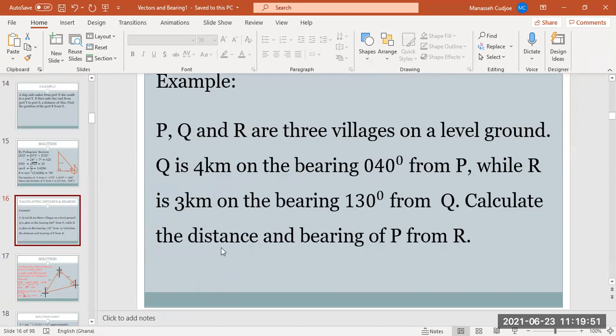All right, calculate the distance and bearing of P from R. So let's go to a diagram from R. That's our reference point, R. Then I'll end at the P line from R.